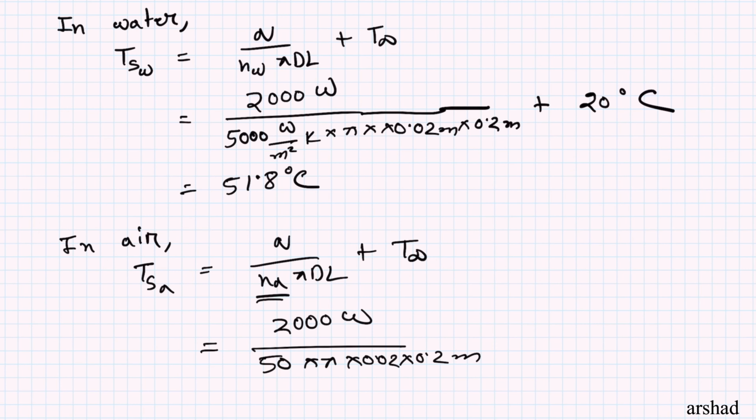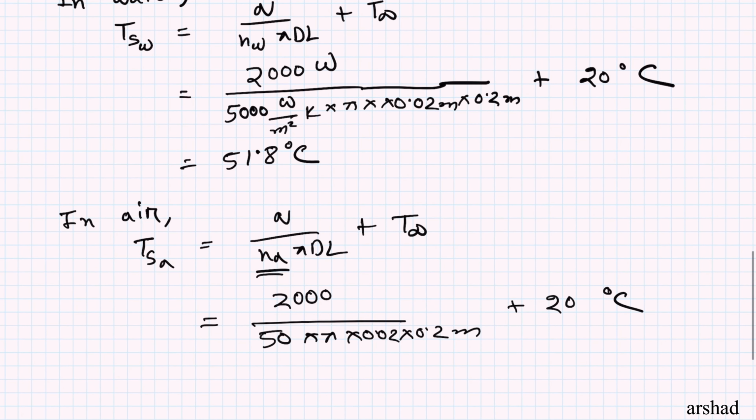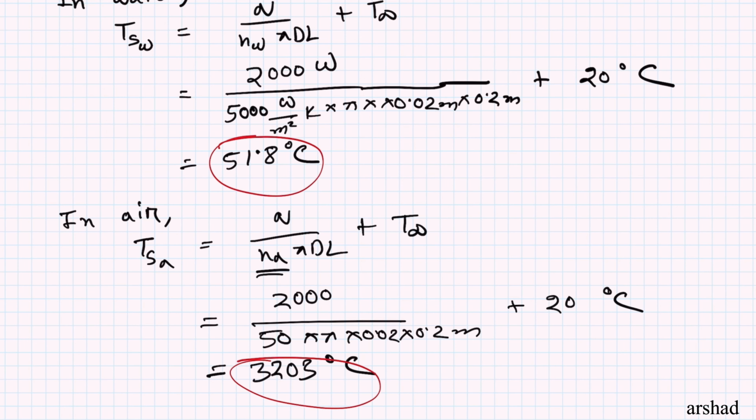So just to keep things simplified, I'm just going to erase this unit because I know the final answer is going to come out in the form of a unit of degree Celsius. So if we solve this, we would get 3203 degrees Celsius. So from this, we can clearly see that when the heater is surrounded by air, the temperature is much higher. So these are the two values the question actually asked us to solve for.